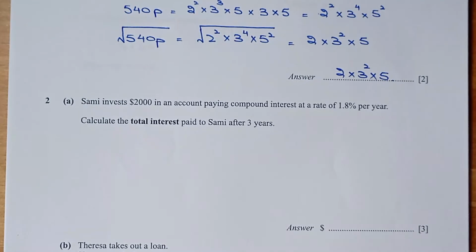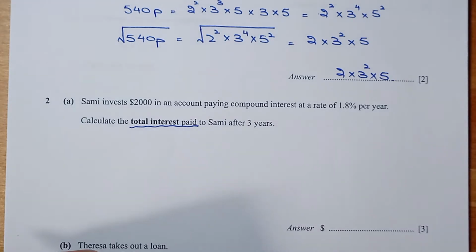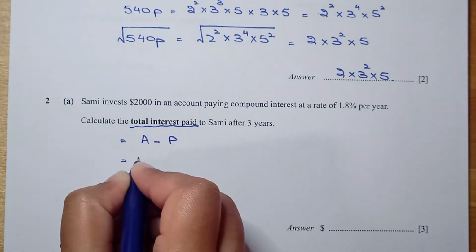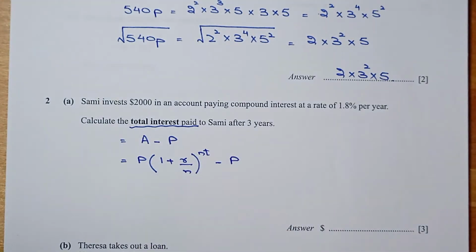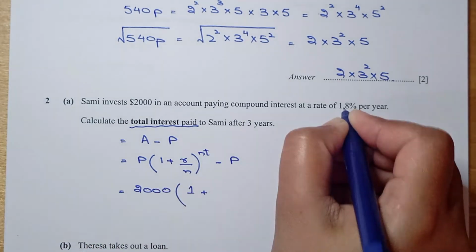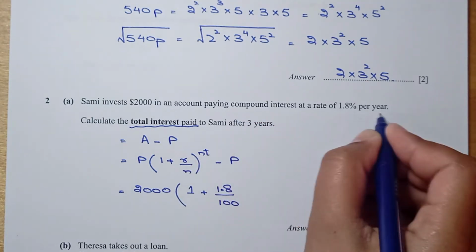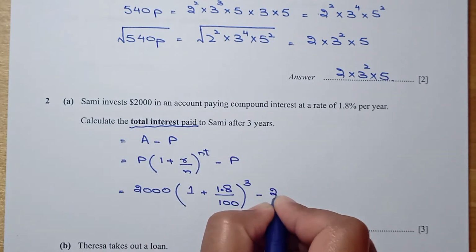Now question number 2, in A part, Sammy invests $2,000 in an account paying compound interest at a rate of 1.8% per year. Calculate the total interest paid to Sammy after 3 years. So interest paid is basically equal to amount minus principal. And the formula for the amount is P into 1 plus R over N to the power NT, minus principal, right? Okay, so P is the investment, that is $2,000, into 1 plus R, the interest rate, that is 1.8%. So for percentage, dividing by 100. N is the compounding period, so it is compounded per year, so it is just 1. Again N is 1 and T is 3 years, subtract the principal, the investment, that is 2000.